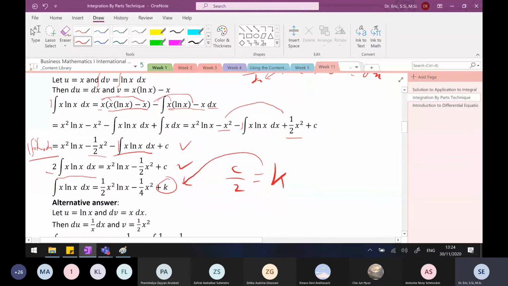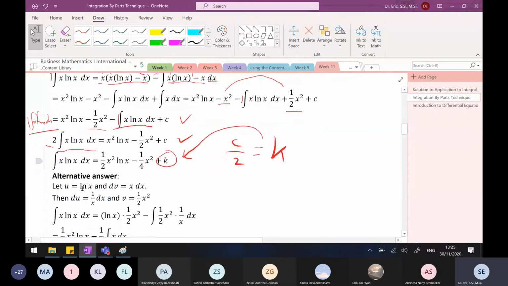Okay, look at this one. So now I want to find the same integral, but I will choose another u and another dv. So u is now ln x and dv is the rest. What is dv? dv is x dx. This is u, and this is dv.